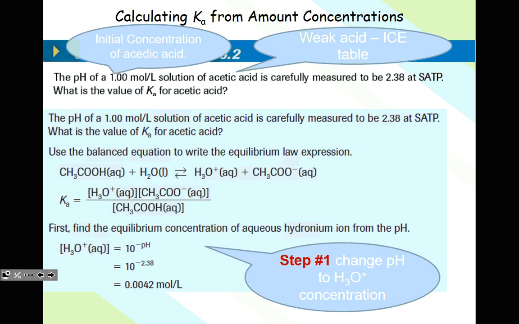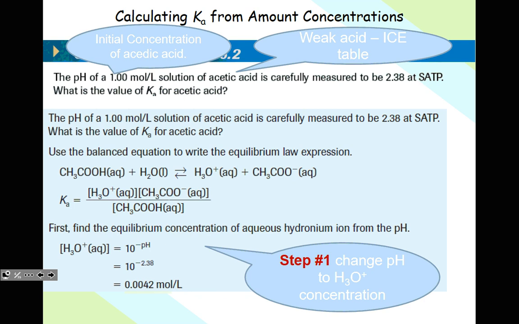Okay, so let's take a look at a question. Calculating Ka from amount concentration. These are the steps taken when we're calculating Ka and we are given amount concentrations. Okay, I think we could do this. The pH of a 1.00 mole per liter solution of acetic acid is carefully measured to be 2.38 at SATP. What is the value of Ka for acetic acid?